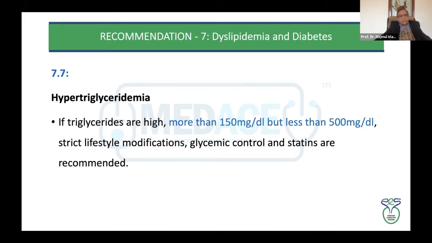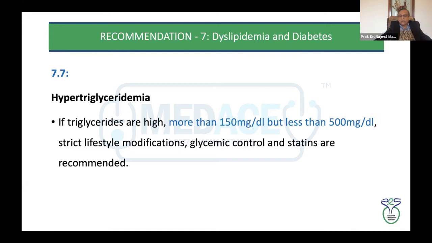One more thing that we see is hypertriglyceridemia in our patients with diabetes. And even controlling the diabetes leads to a reduction in the triglyceride levels. So you should be aware that by just controlling the diabetes, the triglyceride level will come down. But if the triglycerides are more than 150 but less than 500, despite strict lifestyle modification, glycemic control, and statins, then you may start statins for this as well.